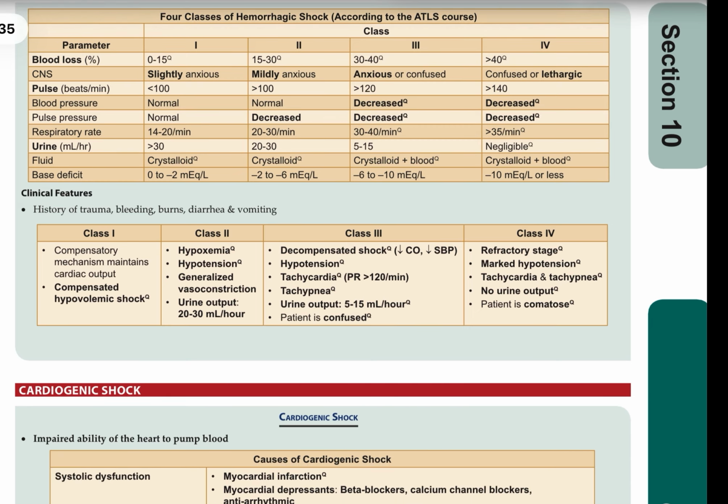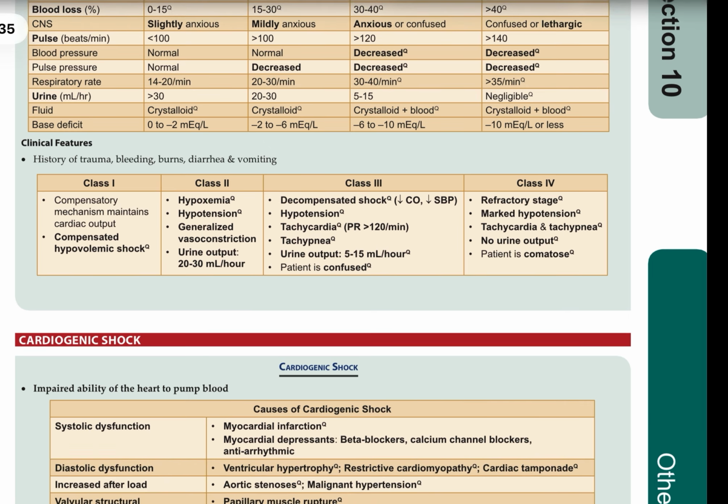So if there is any trauma or history of bleeding, the clinical feature in class 1, compensatory mechanism maintains the cardiac output, compensated hypovolemic shock. In class 2, hypoxia, hypotension, generalized vasoconstriction will be seen, and the urine output 20 to 30 ml per hour. In class 3, decompensated shock will be there, decreased cardiac output and decreased systolic blood pressure. Hypotension, tachycardia more than 120 per minute, tachypnea will be present, and the urine output 5 to 15 ml per hour. The patient is very confused.